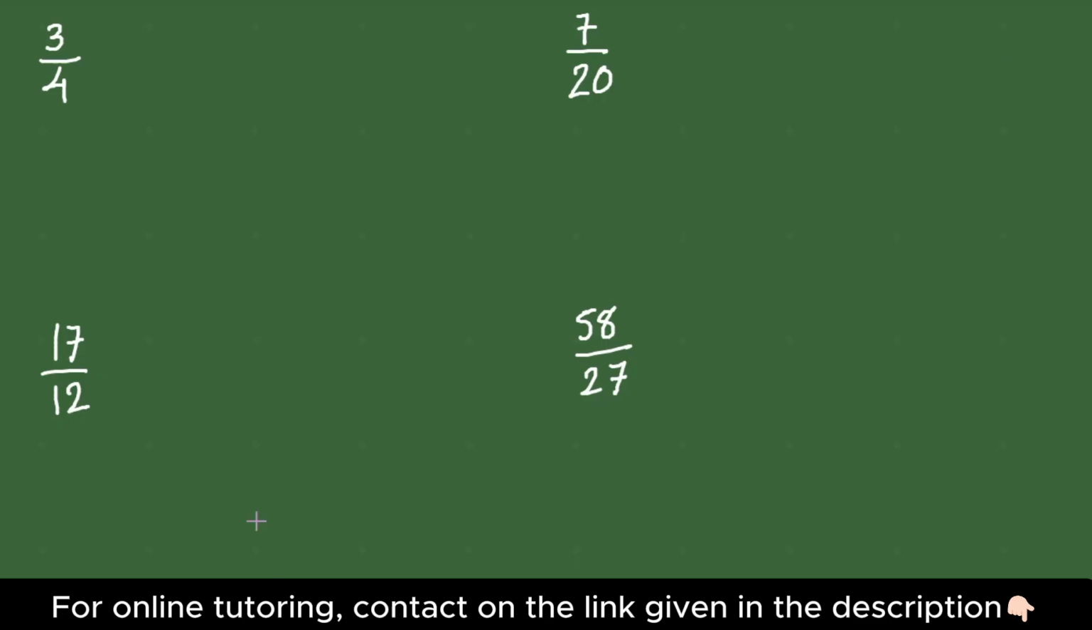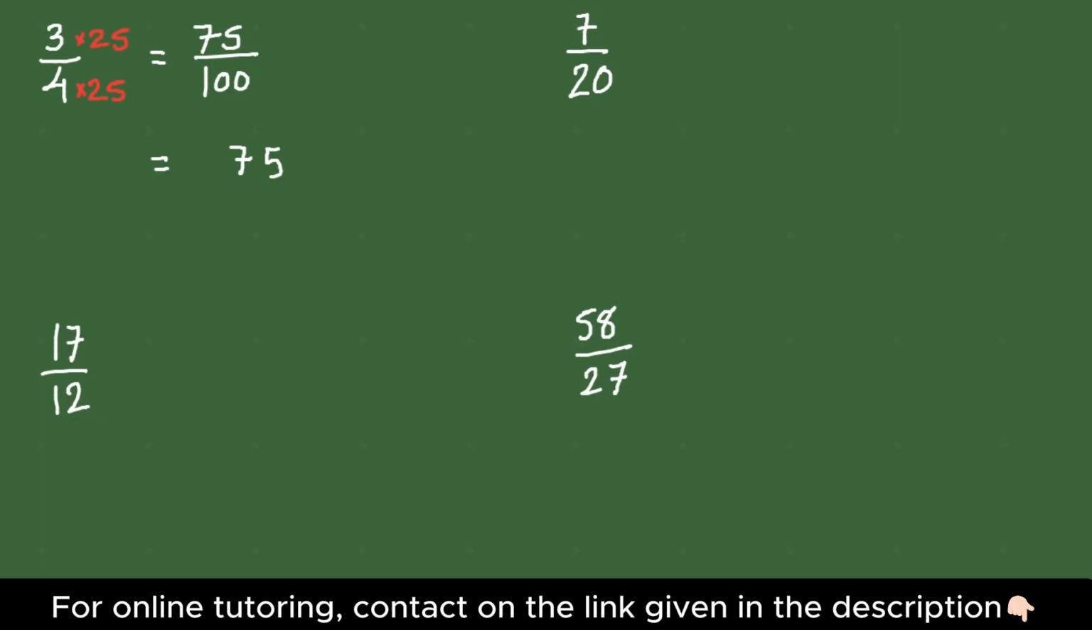First we will try to convert the denominator into 10, 100, 1000 or any power of 10. So here we have 4 in the denominator. If we multiply 4 by 25, we can get 100 in the denominator. So we will multiply the numerator also by 25. So now 3 times 25 is 75 and 4 times 25 is 100. So we will write 75.